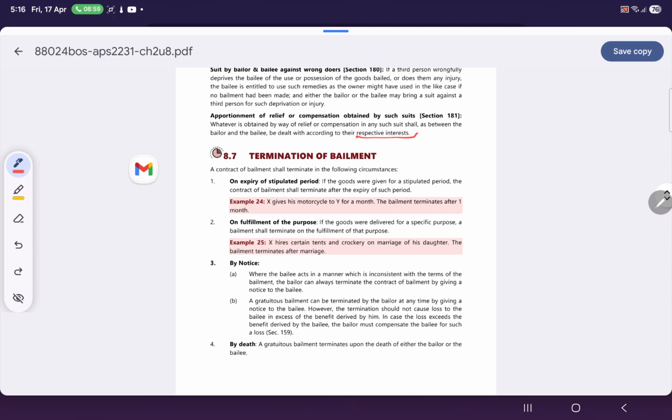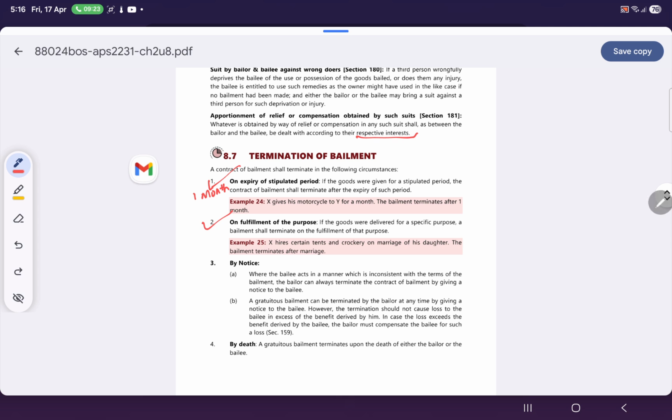Termination of bailment. When is the bailment terminated? When the time has expired or on fulfillment of the purpose. Like I told, when 1 month has expired, when I have given the goods to be kept in the locker, 1 month has expired means the bailment is terminated. I have taken back the goods, he has returned the goods, so bailment is terminated.